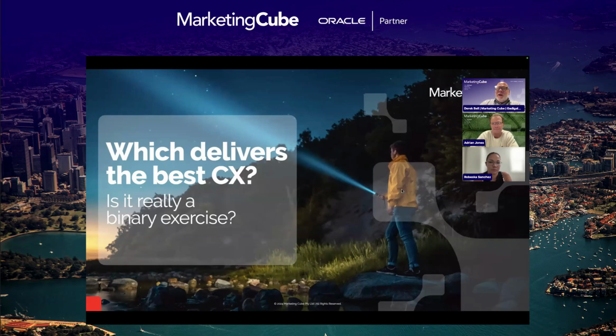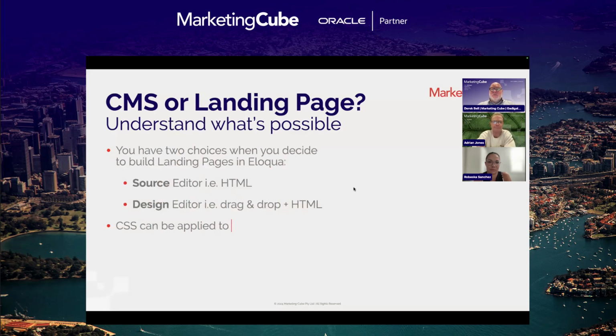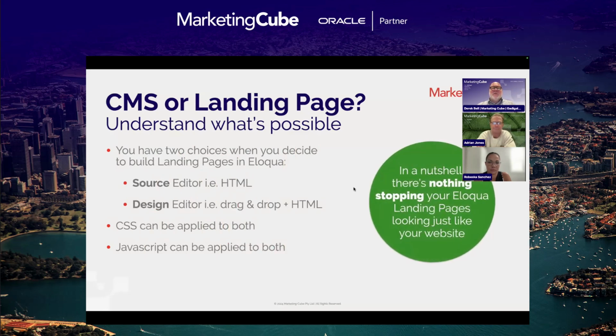All right, so which delivers the best CX? And is it really a binary exercise? Is it really one or the other? Okay, so we know that when you build landing pages in Eloqua you have two choices to play with. You've got the source editor, which is strictly an HTML environment. If you're an HTML coder or front-end developer, that's probably going to be your preference. That's the sweet spot for you. For the rest of us who don't know HTML, and as I like to tell clients, I can't even spell HTML, we use the design editor, and that's a drag and drop function.